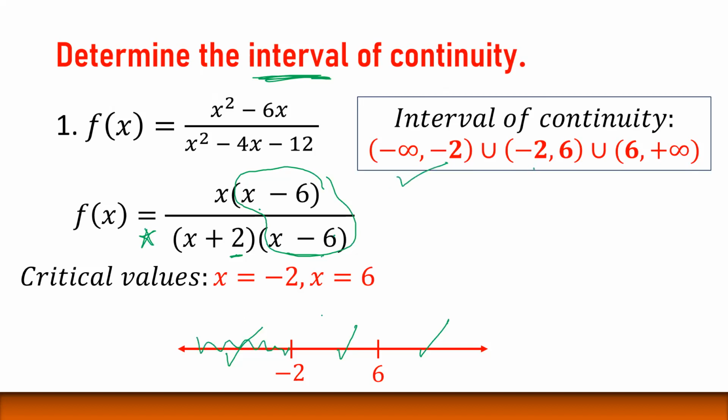Negative 2 to positive 6. This is this part. Take note that we're making use of parentheses because we're excluding the endpoints. And then we have 6 to positive infinity. So, that is our interval of continuity.